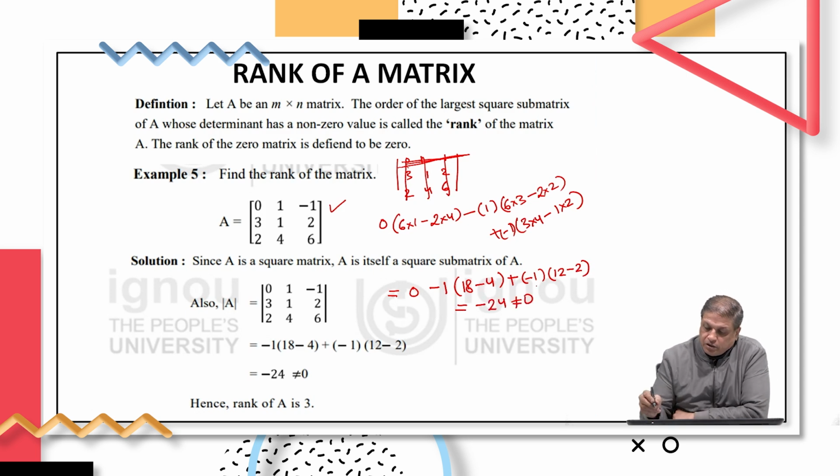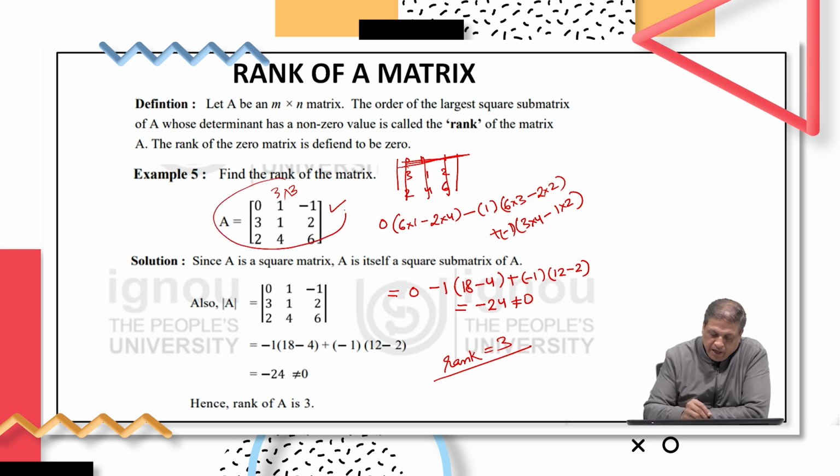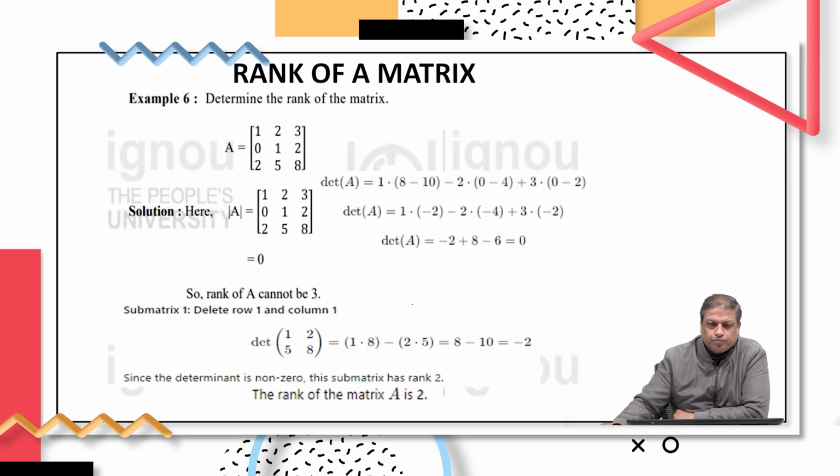So, the largest square submatrix is 3 cross 3, and that is why the rank of this matrix is 3, because the determinant of the entire matrix is not equal to 0. That is why the rank is 3. We will have more clarity when we solve some more examples.